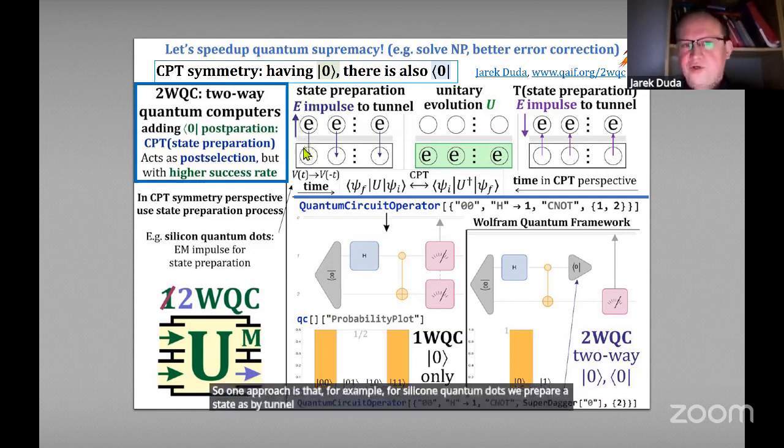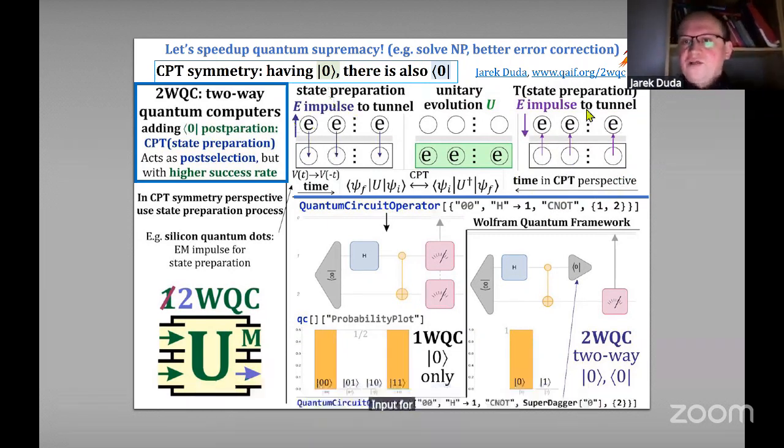So one approach is, for example, for silicon quantum dots, where we prepare a state by tunneling electrons into these silicon dots by an impulse. By performing the opposite impulse at the end, from the perspective of CPT symmetry, we should get the original impulse for the state preparation. So we just have to perform the reverse process used for state preparation.